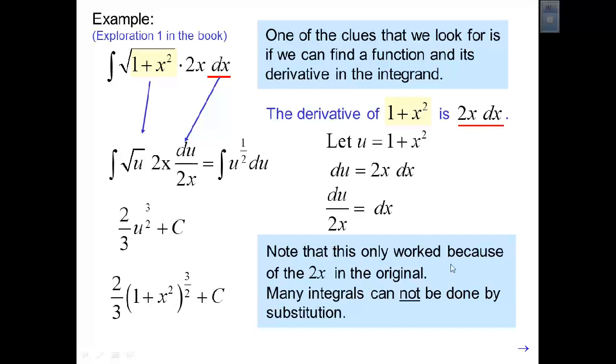All right, notice that this only worked because of the 2x in the original. Many integrals cannot be done by substitution. If you don't have this 2x right here, then there is some value of x right there, and you can't actually do this. So be careful. Don't force something that actually doesn't work.